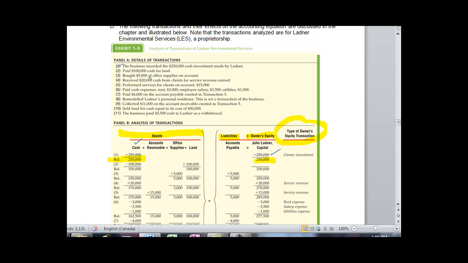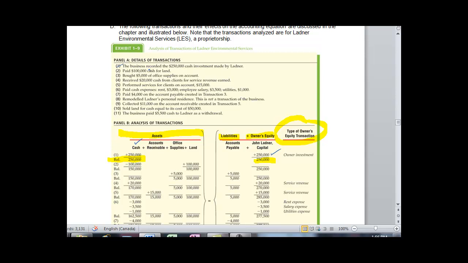Transaction number two. The business paid $10,000 cash for land. So cash goes down by $100,000. And the asset land goes up. So again, assets equals liabilities plus owner's equity. Does that accounting equation hold true? Well, yes, it does, because assets have gone down by $100,000 and gone up by $100,000. So the total dollar value of assets hasn't changed, although the distribution of assets within the business has.